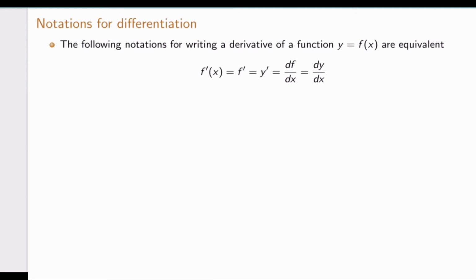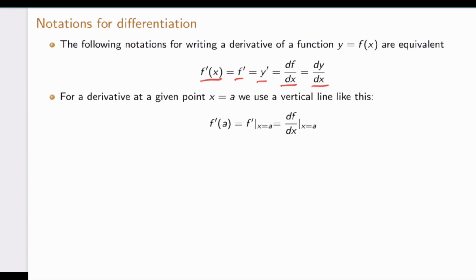Since the derivative is so important, there are actually several notations which are used in parallel. So we mean f prime of x with a derivative. Sometimes we just use f prime or y prime if y is equal to f of x. Or we write it as a ratio df by dx, but this is not actually a ratio, it is just a notation for the derivative, or dy by dx.